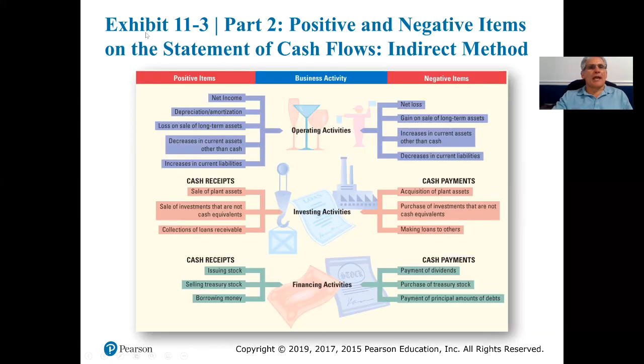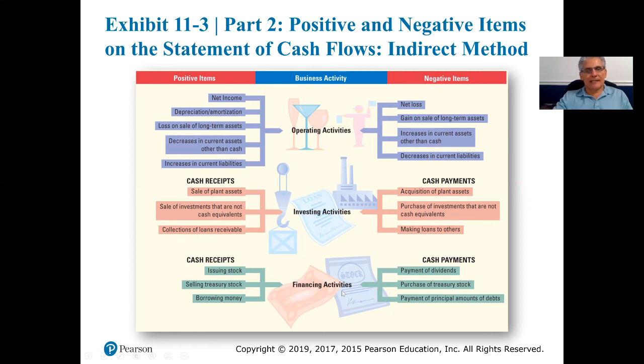Exhibit 11-3 gives us another slide which shows a graphic showing the positive impacts to operating activities and the negative impacts to operating activities. We went through those right now in the previous slide, but you can run through them at your leisure. We have the investing activities, cash receipts. These are going to be positive. Cash payments, those are going to be negative.